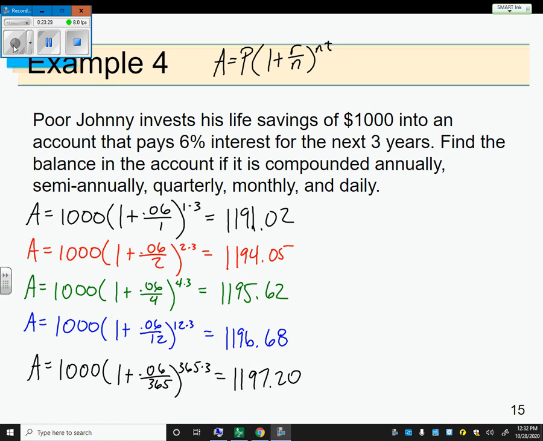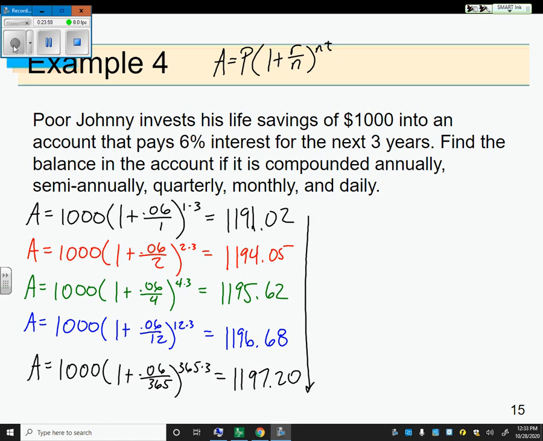So over the course of time, you see that when poor Johnny goes from compounded just annually to compounded daily, he's gaining about, what, $6.18? And it's not a lot over 3 years. It's an easier way to probably make $6.18 than just money sitting in the bank. That's not bad.